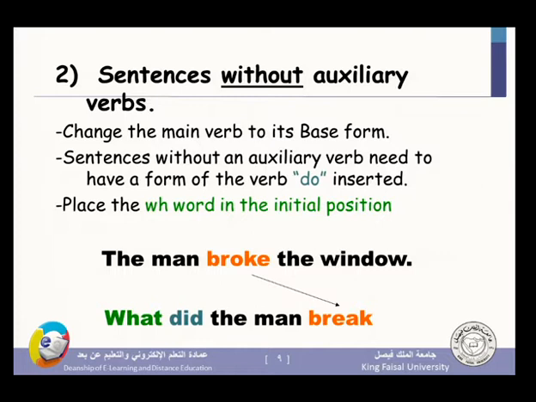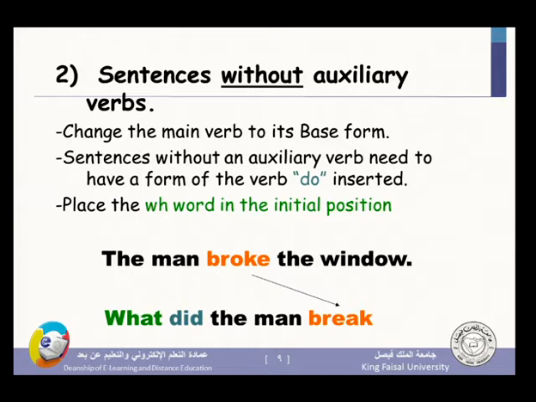in this case we have to make our own auxiliary. In this case it is do. This do becomes did if we are talking about the past. It becomes does if we are talking about the present, but the subject is he, she, or it. For example, the man broke the window. Broke originally or basically is break, but now it is in the past. Break, broke. The man broke the window.